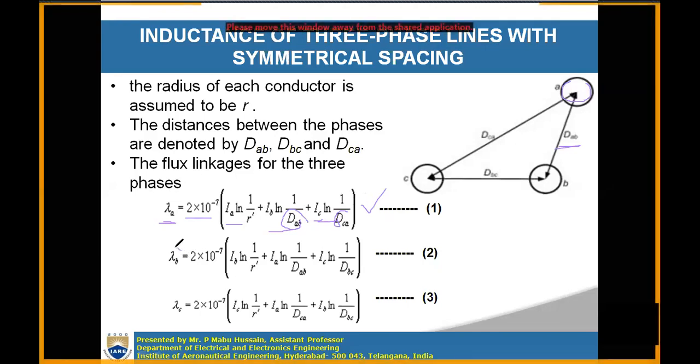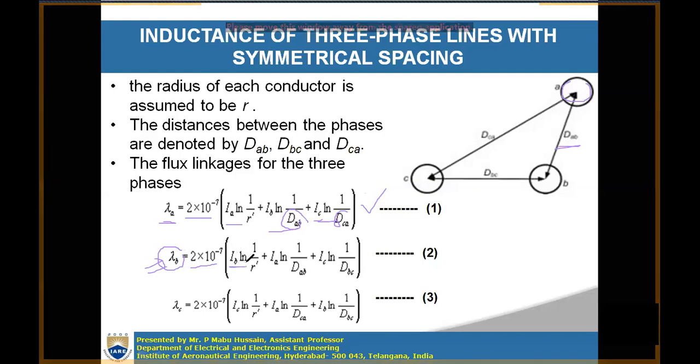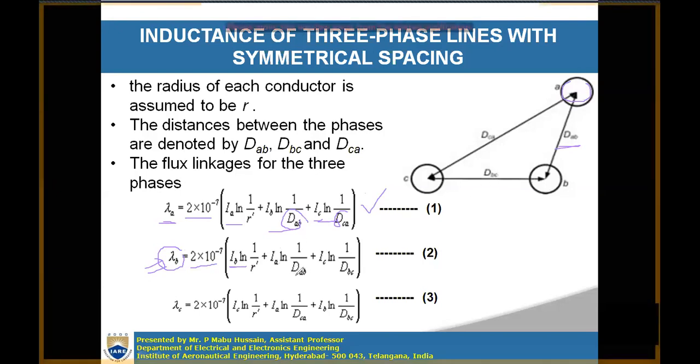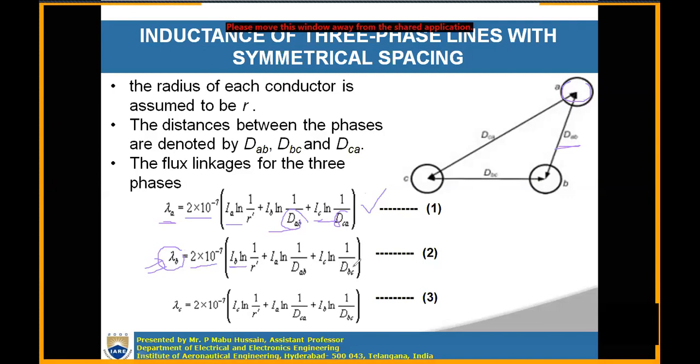In a similar way, for conductor B you can write lambda B is equal to 2 into 10 power minus 7 times IB into ln 1 by R dash. You are writing the flux linkages of conductor B, so IB into ln 1 by R dash for the self distance, plus due to conductor A, IA into ln 1 by the distance from B to A, which is DAB, plus the current flowing through IC, which is IC into ln 1 by DBC.